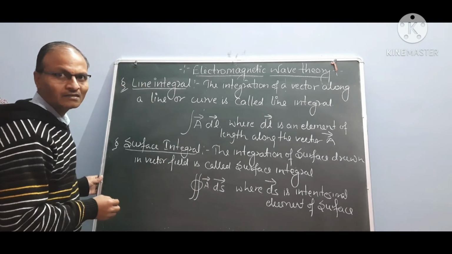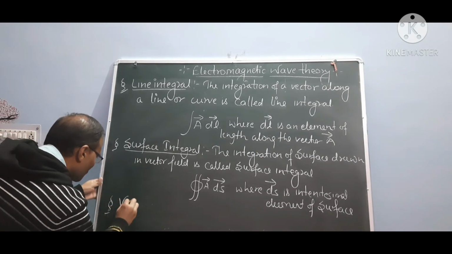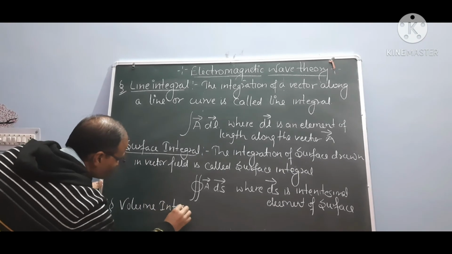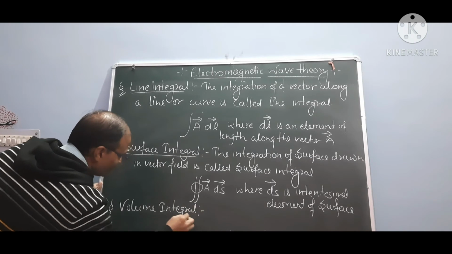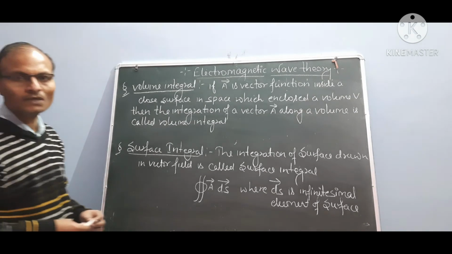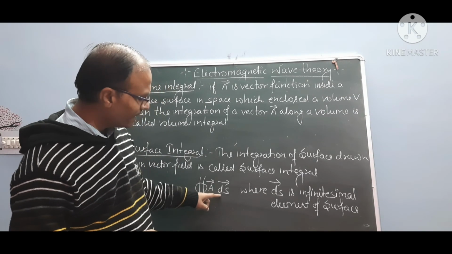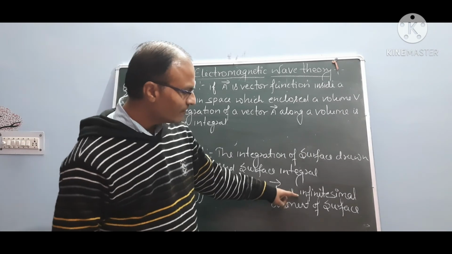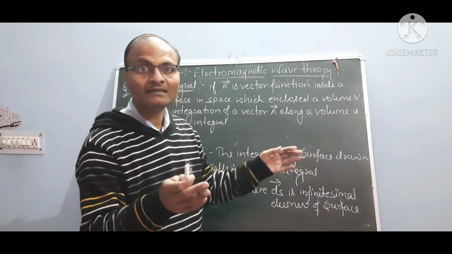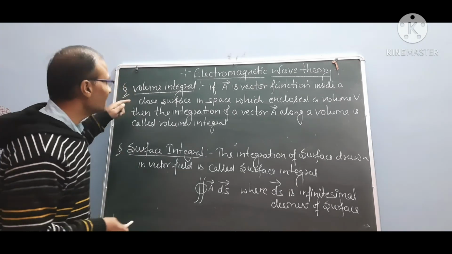And the third one is volume integral. Now the surface integral over a closed surface is A dot ds, where ds is an infinitesimal element of surface, the infinitesimal area of any surface. So this is called surface integral. And the third one is volume integral.